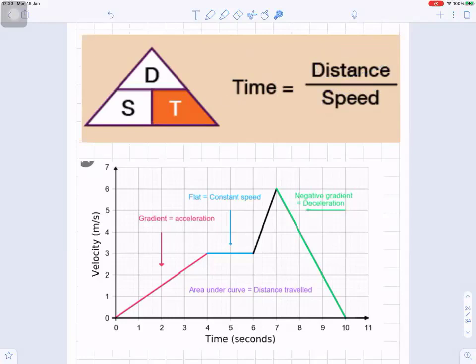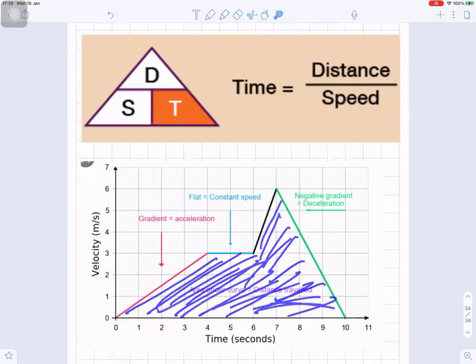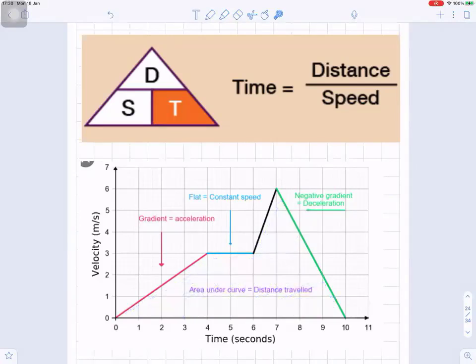And the second thing, which is below there, we'll need to use the idea that the area under a curve is the distance traveled. So we will be finding the area under the curve. When we find the area under the curve, it gives us the distance traveled. So very important to remember that. We'll be using that idea to do this question.